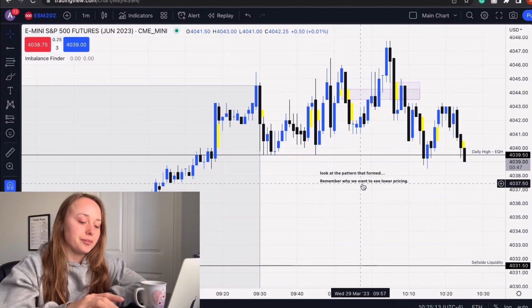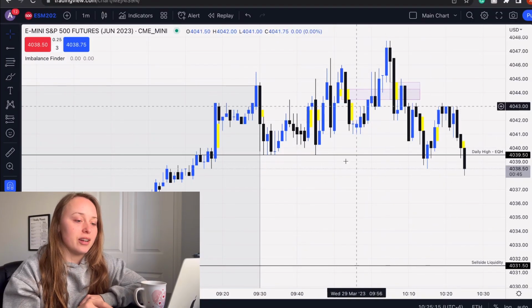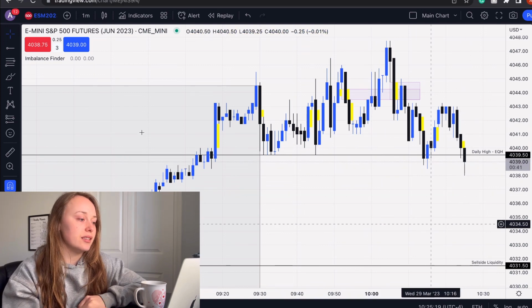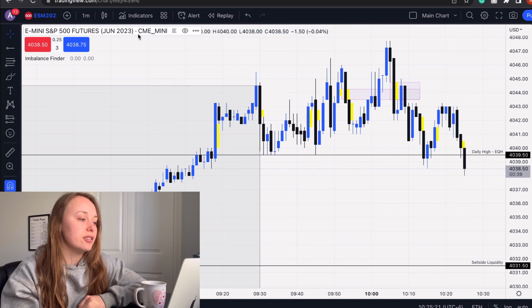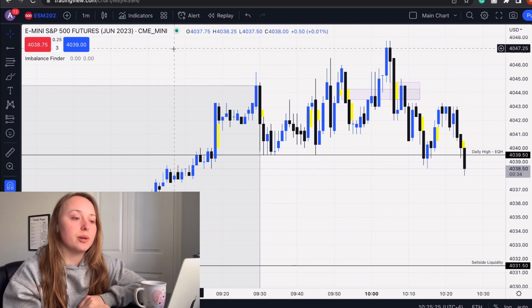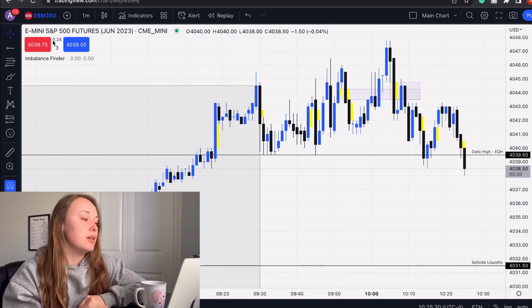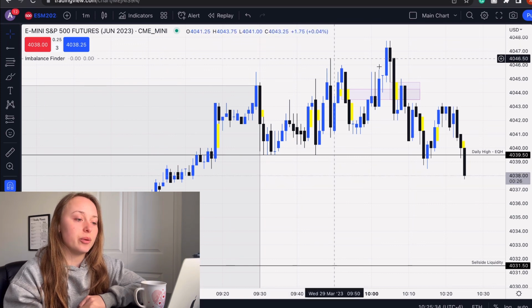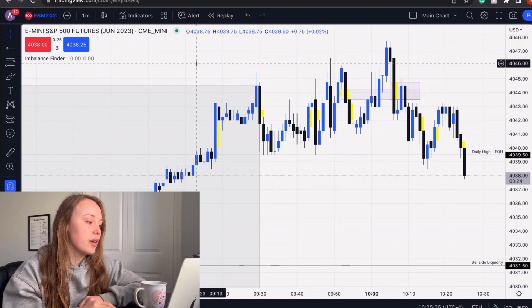So of course we're live right now, so this is all printing live. I use the CME charts, so I think it's like an extra $5 on TradingView, but it is worth it. E-mini S&P, we are now on the June contract, and I just wanted to point out something really cool.